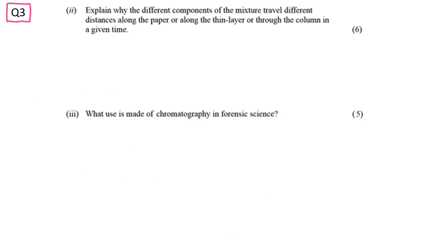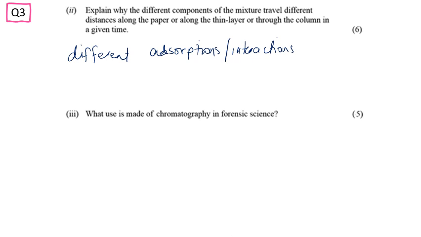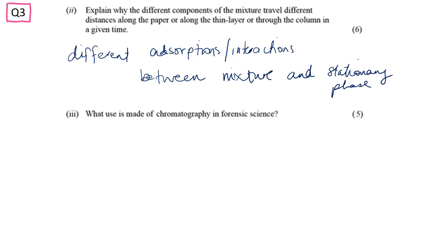Part 2 we touched on briefly there. The reason that the different components travel different distances is due to their different adsorptions or their interactions. It's to do with the intermolecular forces between the components and the paper. So the different adsorptions or interactions between the mixture and the mobile phase. I should have said stationary phase there, sorry.